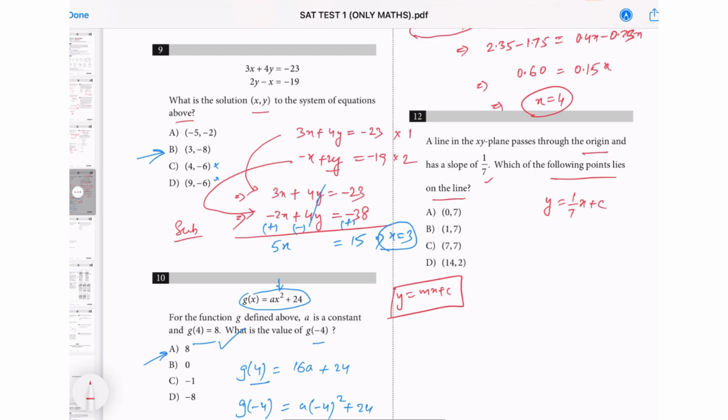Now it passes through the origin, which means it passes through 0, 0. So when I use 0, 0 over here, I get 0 equals 0 plus c. It means c equals 0. So the equation is y equals 1 by 7 of x, or you can say 7 times y equals x. Now which option gives you 7 times y equal to x? See, this is option number D, because 7 times 2 gives you 14. It's so simple.